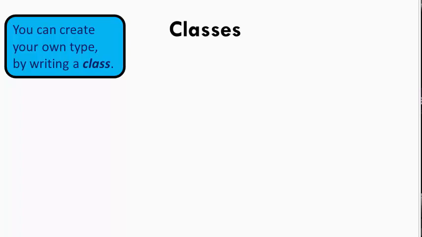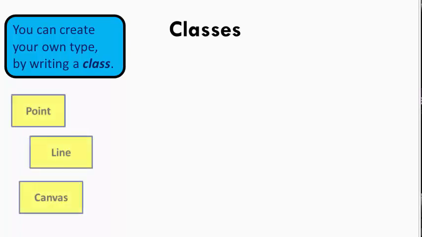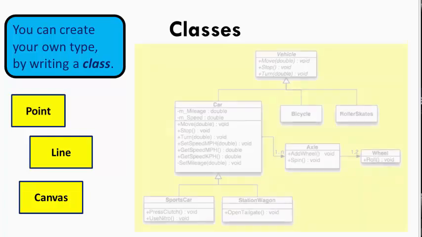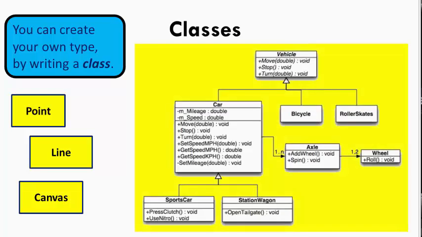The central idea of object-oriented programming is that you can create your own types by writing what are called classes. For example, if you are interested in a sketch program that lets the user draw shapes on the screen, you would probably choose to make a point and a line class, as well as a canvas class for the thing upon which you draw the shapes. If you are doing a program that dealt with animals, you might have a dog class, a cat class, and an animal class as well. If you were simulating a city, you would probably want a vehicle class with various subclasses for types of vehicles, and also classes for parts of vehicles like axles and wheels.